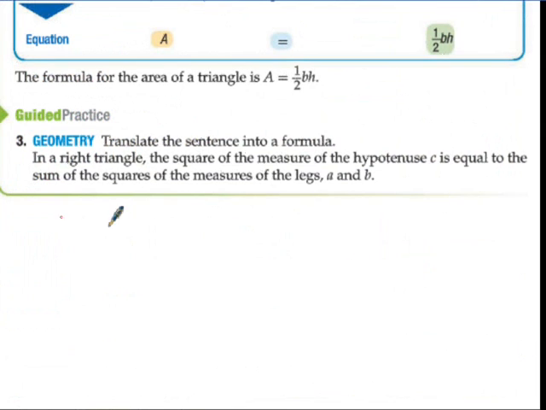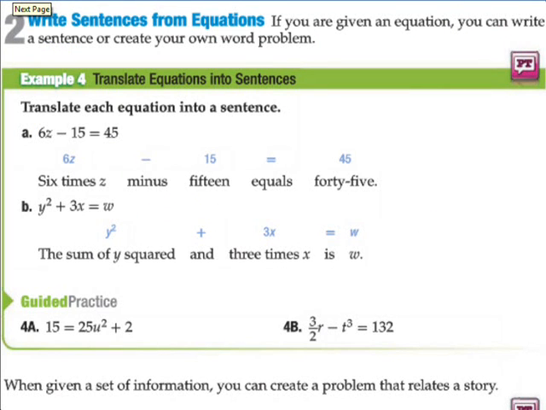So just working with formulas, translate the sentence into a formula. In a right triangle, the square of the measure of the hypotenuse, C, is equal to the sum of the squares of the measures of the legs, A and B, also known as the, did you say Pythagorean theorem? Because if you did, you were right. C squared equals A squared plus B squared. Pretty easy stuff, okay? You guys have been doing this for a while.